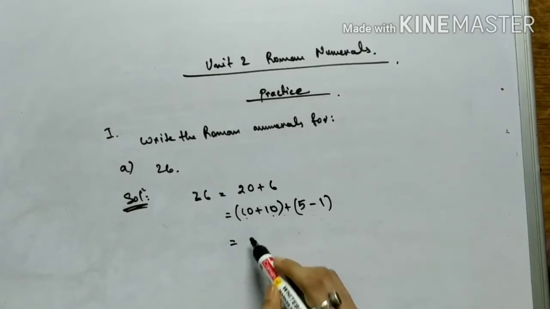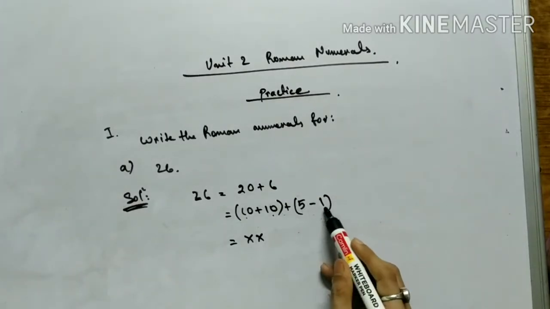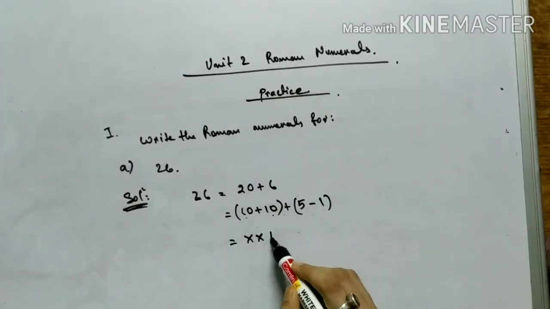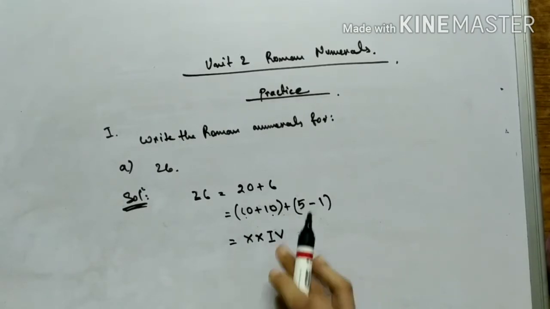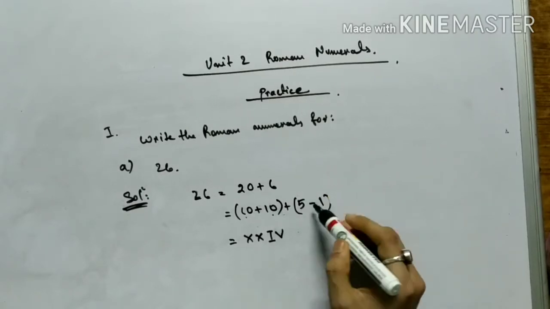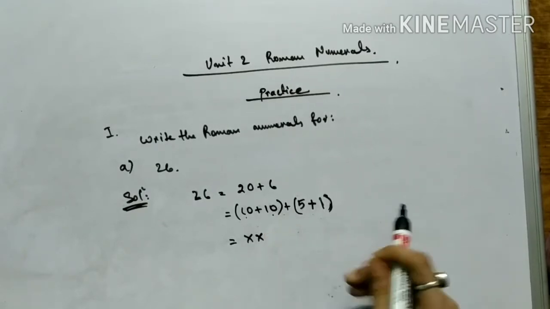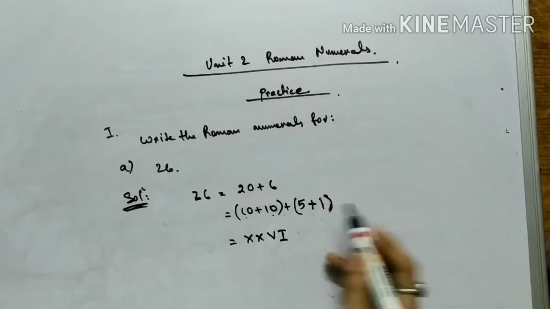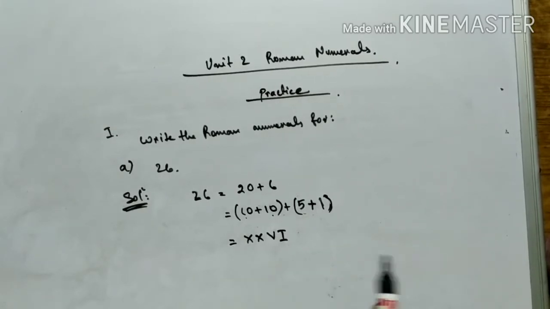So 10 plus 10 means this is XX, and then 5 minus 1. Oh, sorry, here this is not 5 minus 1, it is 5 plus 1. So therefore I will write VI. A small mistake here. 5 plus 1 is 6. So this is XXVI.